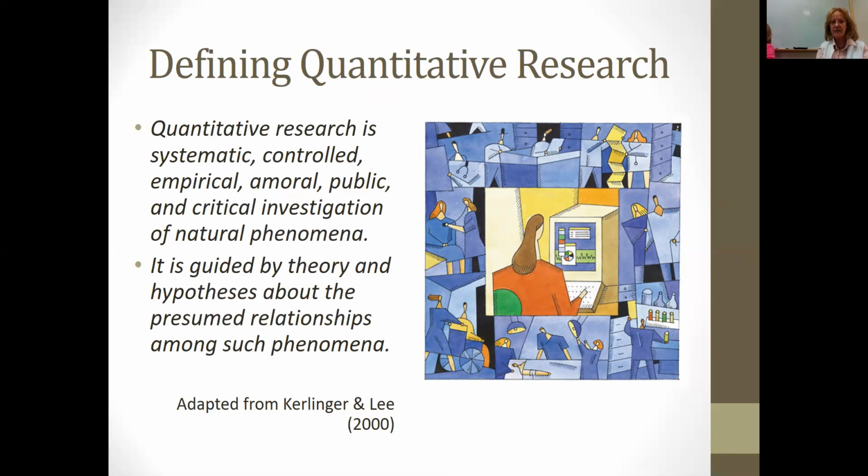Quantitative research is usually described as a systematic, controlled, empirical, amoral, public, and critical investigation of a natural phenomenon. So that's a lot of words, but some important. You want it to be systematic. You want it to be controlled if possible. It should be based on the science, so what we currently know.